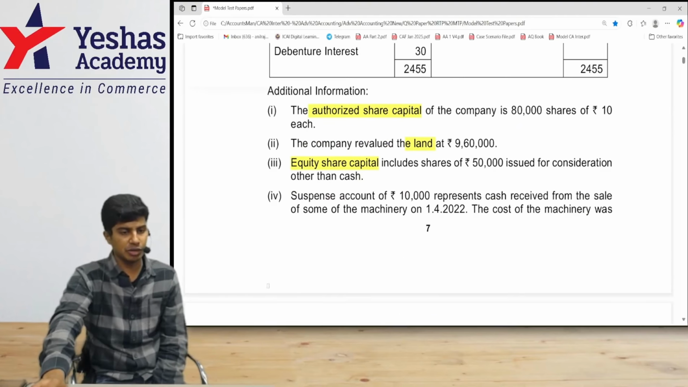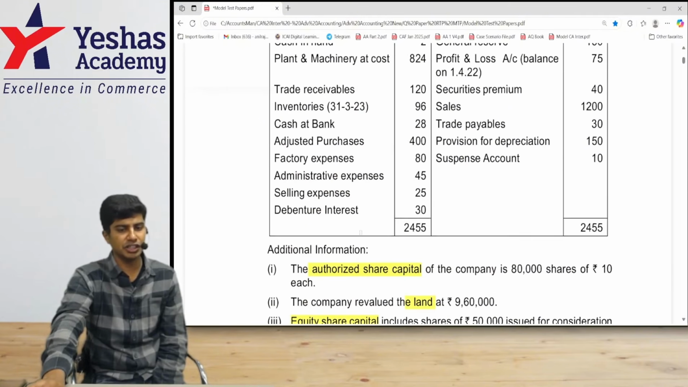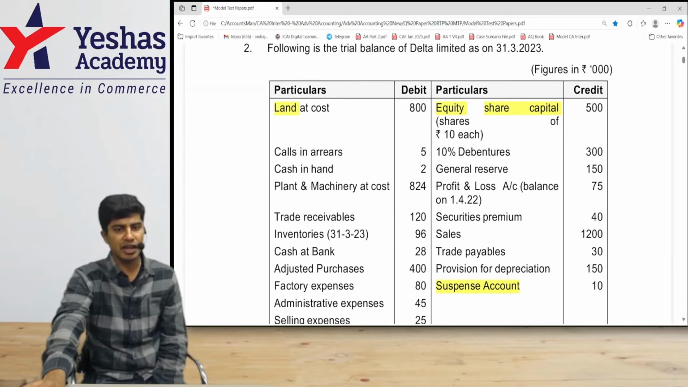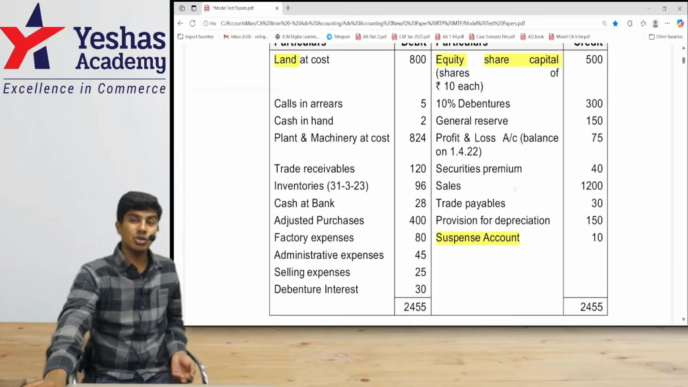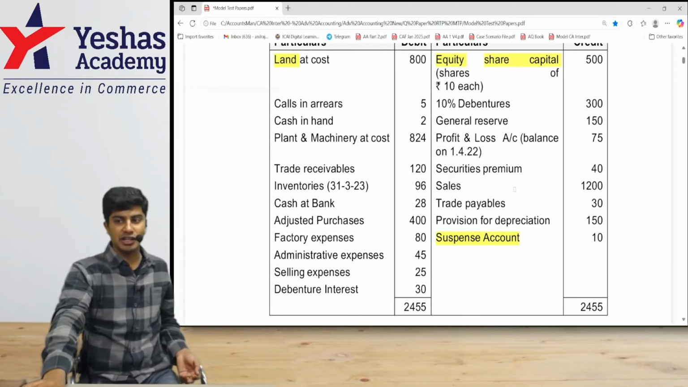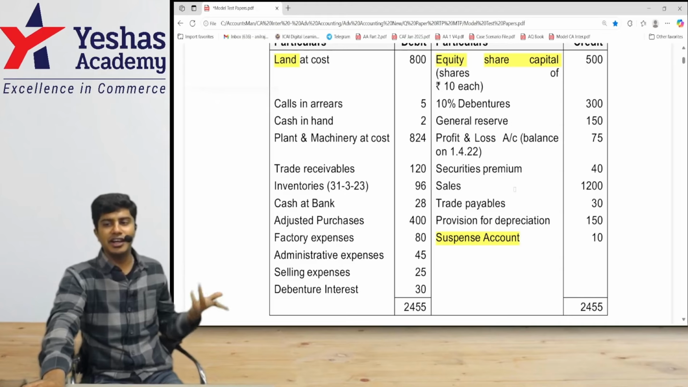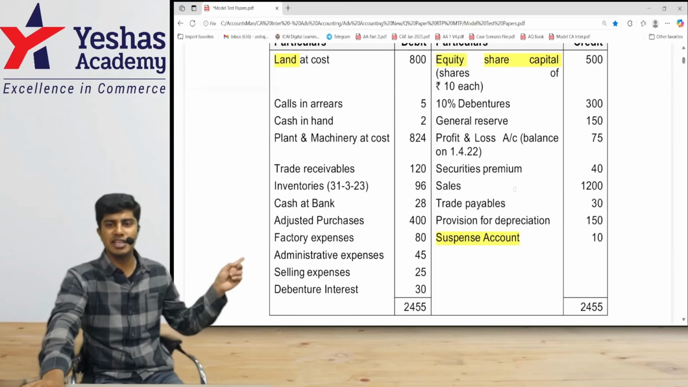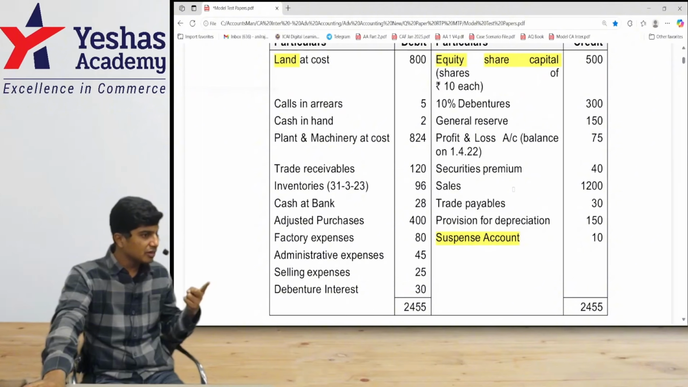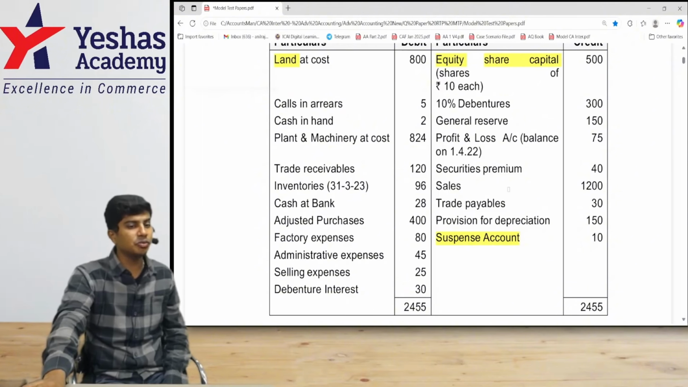What do we have after that? Come to the fourth adjustment. Suspense account. There is some suspense of 10,000 which represents cash received for the sale of machinery. Here we have suspense 10,000. Yes. So an asset is sold and the cash is received. When the asset is sold, what is the journal entry? Cash account debit to asset. They have written cash account debit. Credit, they did not know what to write. They left it like that. That missing credit became suspense. The credit should have been our machinery, which should be reduced.